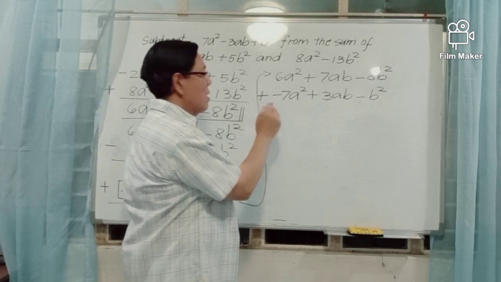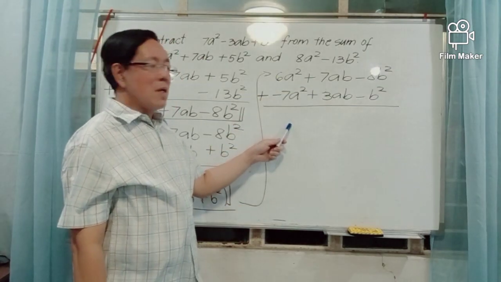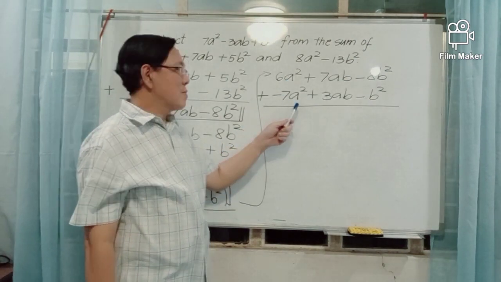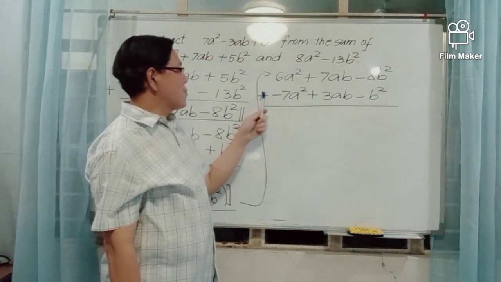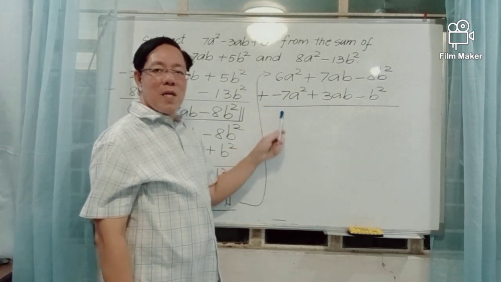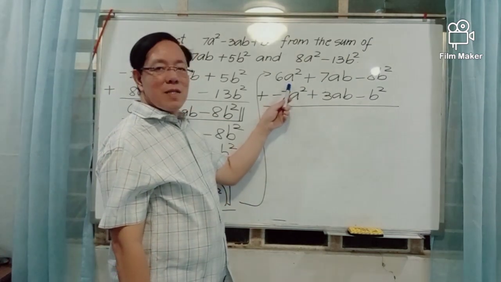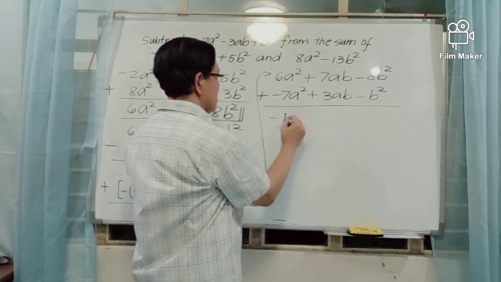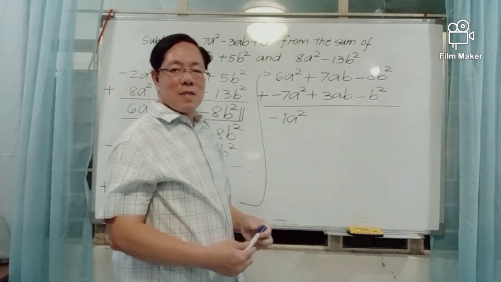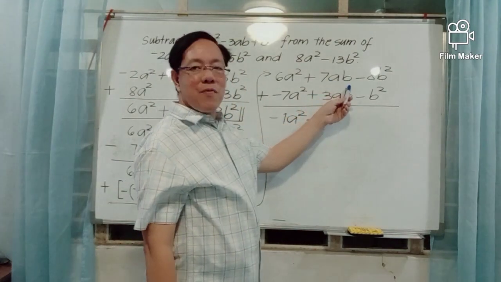And we proceed with the operation addition, adding the like terms in the same column by adding the numerical coefficients and copying the common literal coefficient. We start with the first column, 6 plus negative 7, or 6 minus 7, is negative 1. And the common literal coefficient is a squared. For the second column, we have 7 plus 3 is 10, plus 10, and the common literal coefficient is ab.